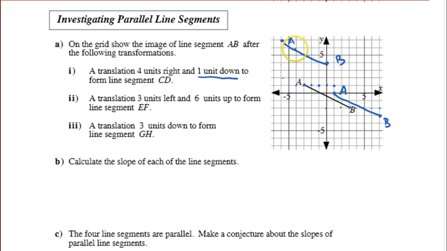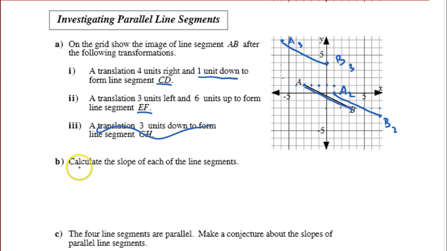I guess I can't really call it AB anymore because that's the original AB. So I should either call this one A1, B1, or A2, B2, and then A3, B3, or you can use completely new letters like C, D, and E, F. It doesn't really matter. Okay, I'm going to skip this last one.